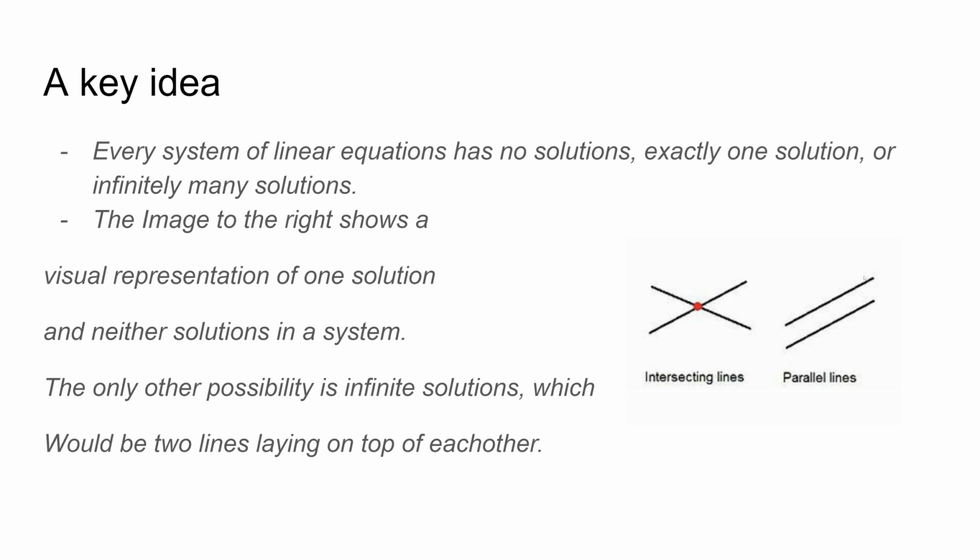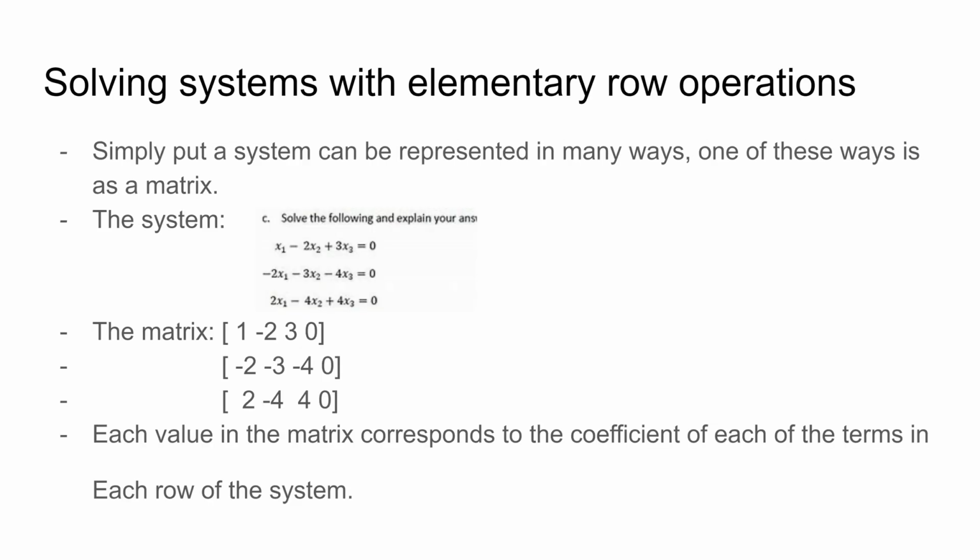Now, infinite solutions would look like just one line because it's literally both equations representing the same line. So it would be hard to show that. Okay. Now, if we want to set up a system and find where they cross and how many solutions they have, we can solve them with elementary row operations. I'll expand on this maybe in this video or in the next video, but essentially we take the coefficients of each term.